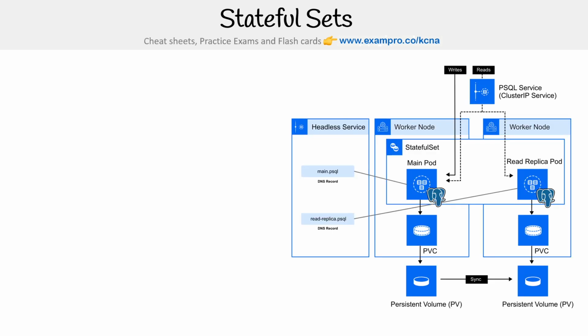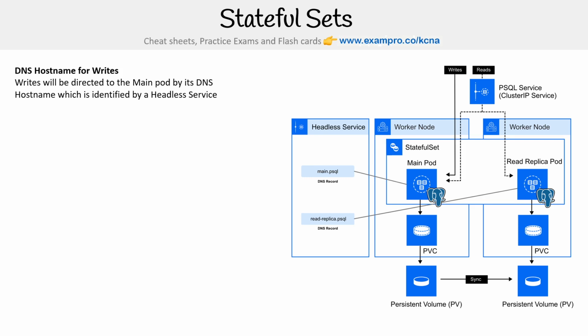So that here is my big fancy diagram. And I have some accompanying text here that is from the documentation. What I'll do is read it out to you and then try to figure out how it matches up to the diagram. So the first thing is, when we're talking about stateful sets, we have a DNS hostname for writes. Sorry, I've got to set up this scenario here. If you look here, what we have is a stateful set, and it's a Postgres database being deployed in cluster. So the first thing is, for our stateful set of a Postgres database, writes will be directed to the main pod by its DNS hostname, which is identified by the headless service.